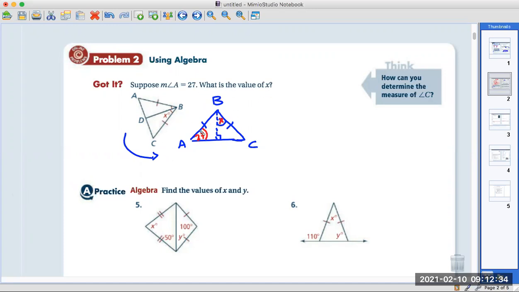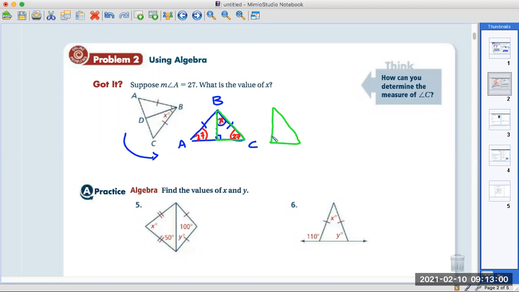Looking for this number. So look at the big triangle. It's isosceles. That tells me this angle is 27 as well, right? Because they're base angles. Now I'm focusing on this triangle. I'm forgetting this part. You can totally ignore that. Look at the green triangle. I'm going to redraw it.